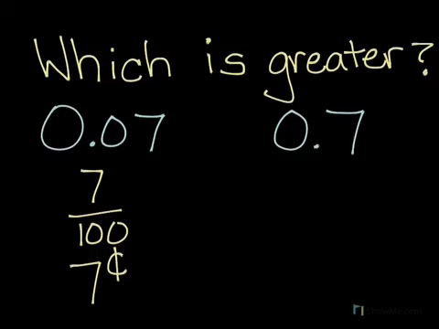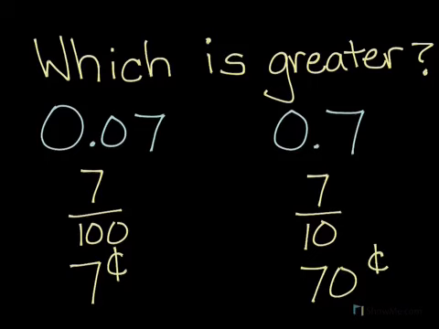Our other decimal has 7/10. 7/10 is written like that as a fraction. If I have 7/10, then I have 7 dimes. 7 times 10 is 70. So 7/10 is the same as 70 cents. Therefore, 70 cents is greater, so 7/10 is greater than 7/100ths.